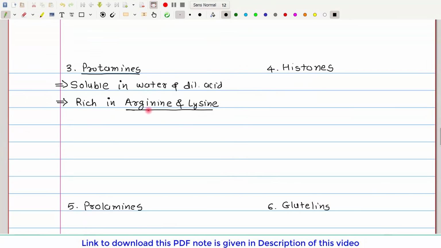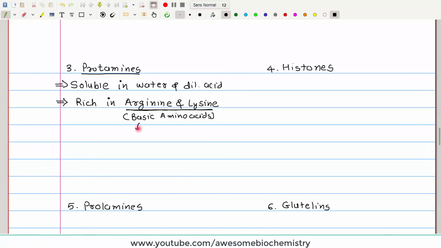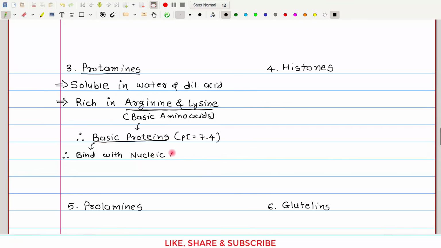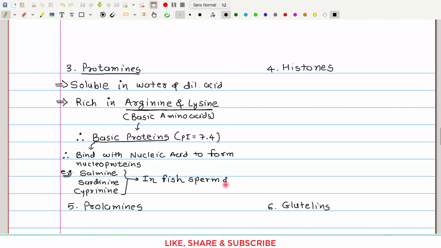We all know that arginine and lysine both are basic amino acids, and the protein which is rich in basic amino acids, so these proteins are also basic proteins, which is again evident by their pI value, which is 7.4. So, whenever basic proteins are available, they have a tendency to bind with acidic substances. That's why these basic proteins combine with nucleic acid to form a nucleoprotein. For example, salmine, sardinin, and cyprinine. These three are the examples of protamine, and these three are found in fish sperm and testis.